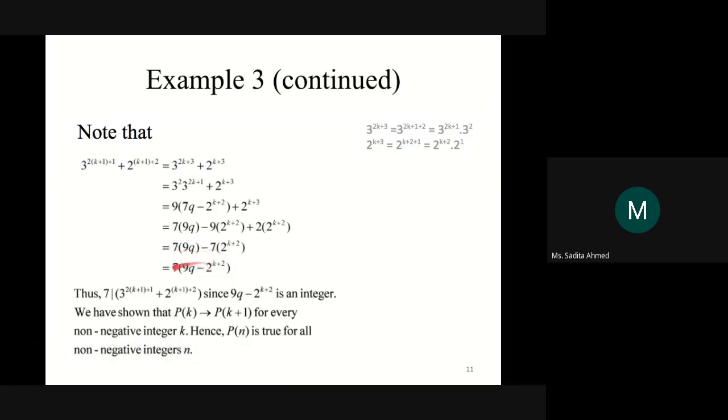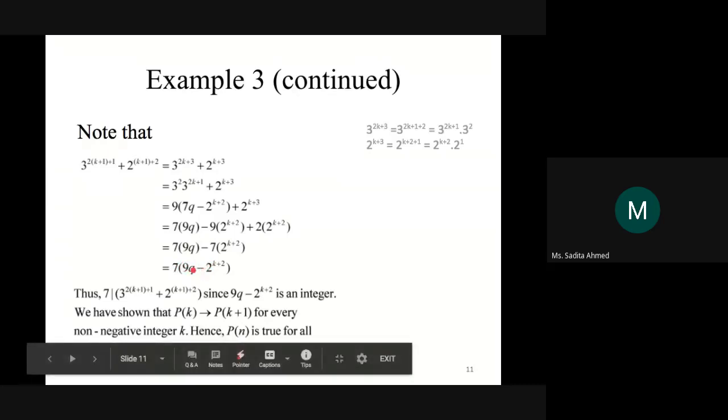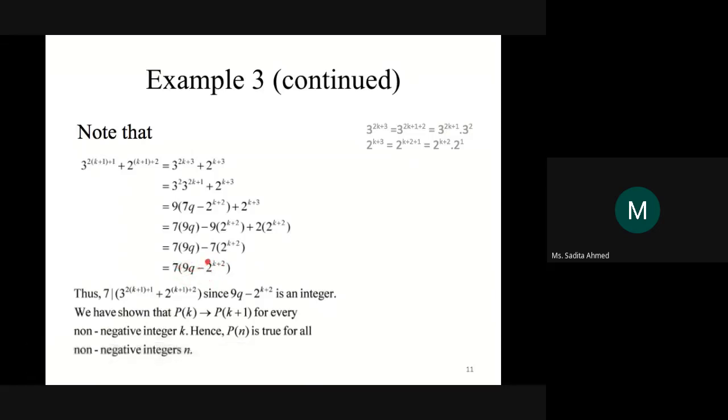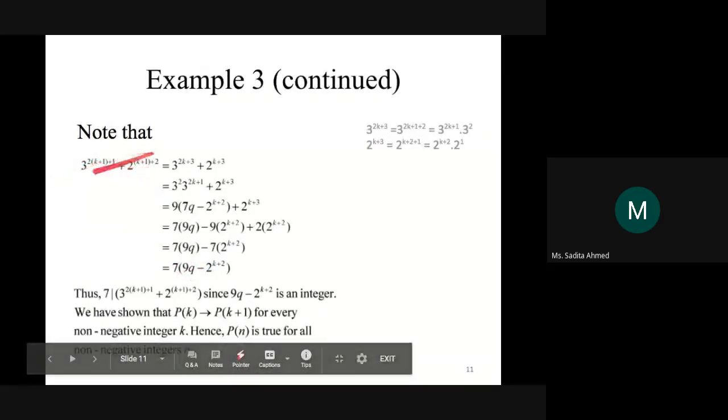So if you take that in common, what do you get? 7 into 9q minus 2 to the power of k plus 2. Here, we know that q is an integer, so 9q will obviously be an integer. We know that k is an integer, so 2 to the power of k plus 2 will also be an integer. The difference between two integers will also be an integer. 7 multiplied with some integer, that is the term we get where n is equal to k plus 1.